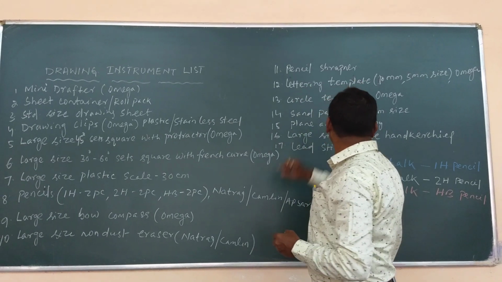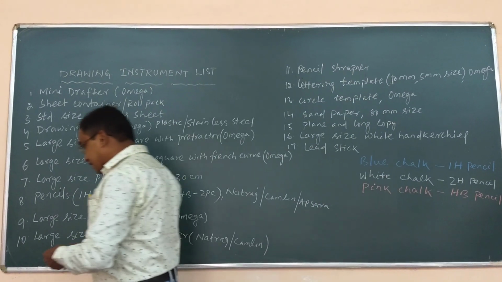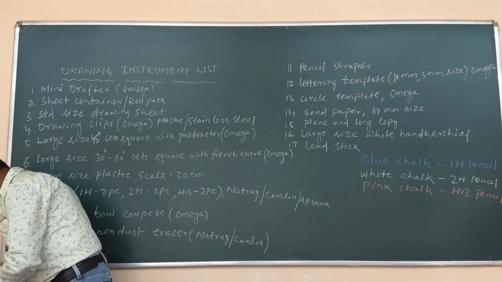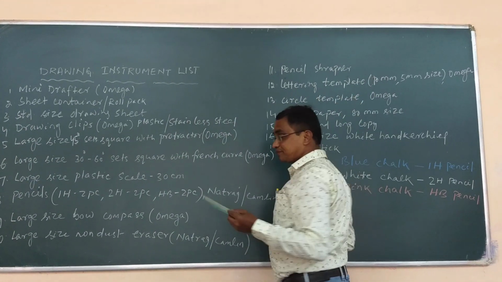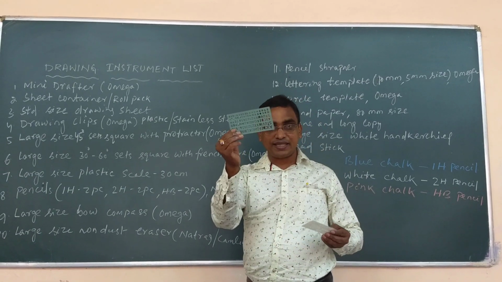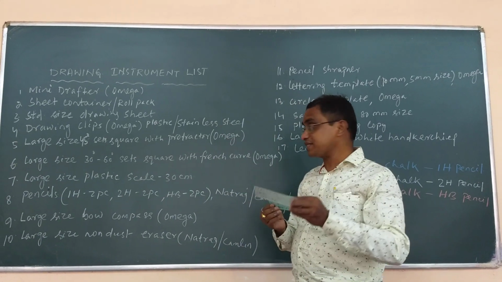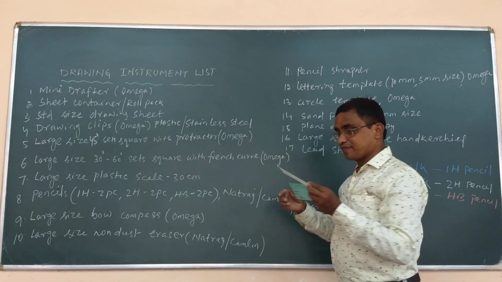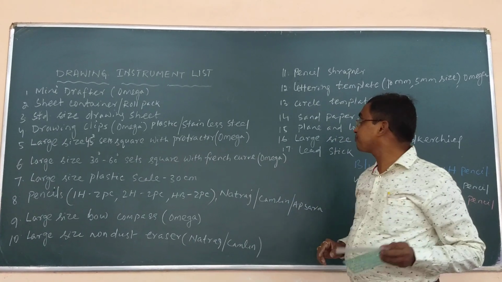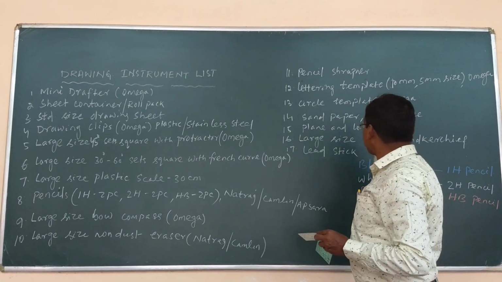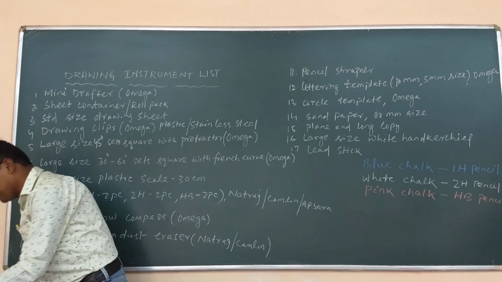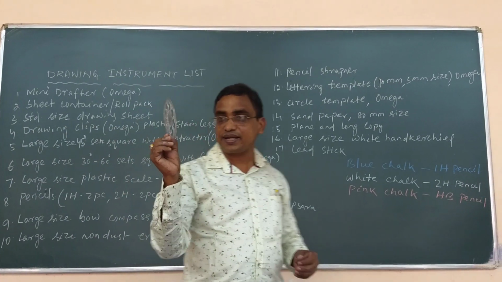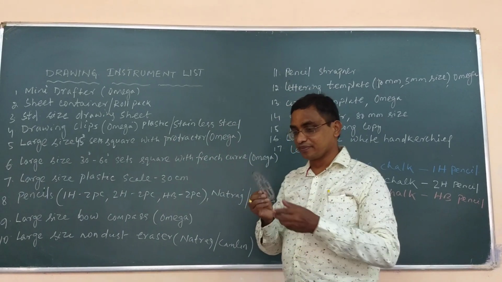And lettering template. Lettering template, we can say local language stencil, 10 mm size and 5 mm size, company Omega. Omega is written here. Next, circle template. Circle template, just you mark circle template, company Omega.